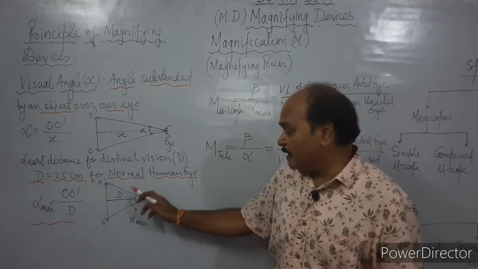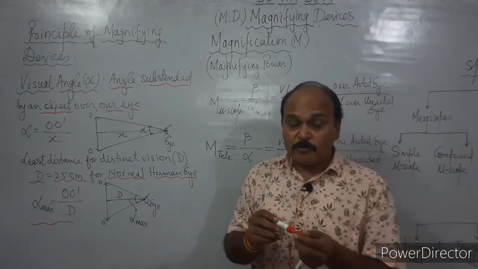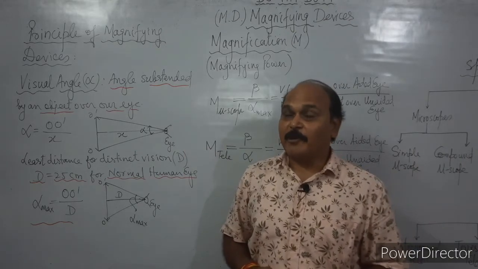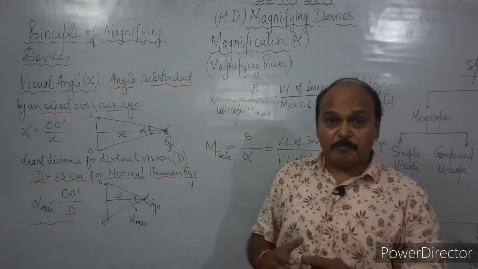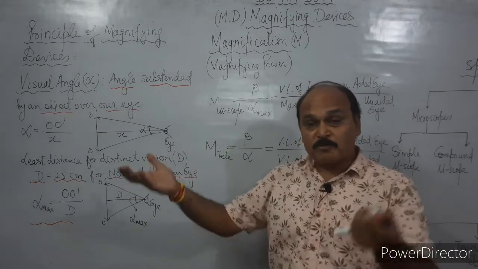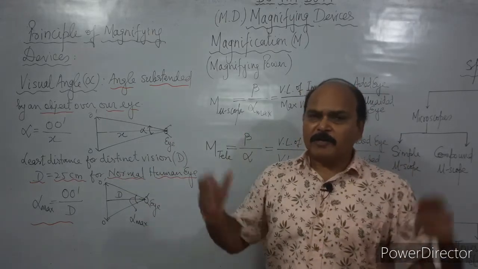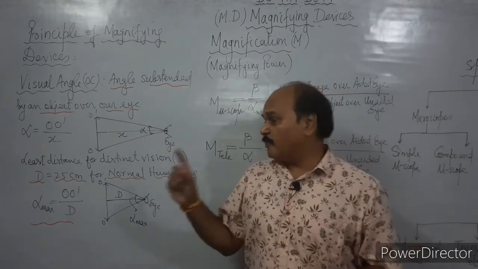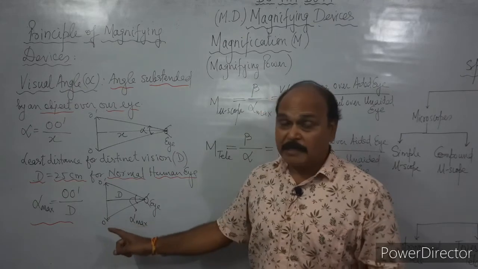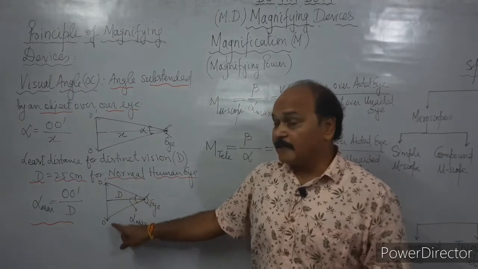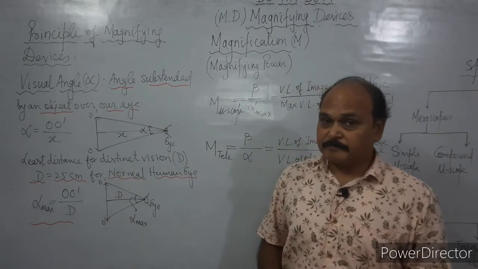So we can make this visual angle maximum only for microscopic objects, not for telescopic objects. We cannot make the visual angle of the moon big or maximum. Whatever visual angle the moon makes over our eye is fixed, or any heavenly object, whatever visual angle they make over our eye is fixed. Only for microscopic objects we can make this visual angle maximum by bringing the object closest to our eye, and that is 25 centimeter.